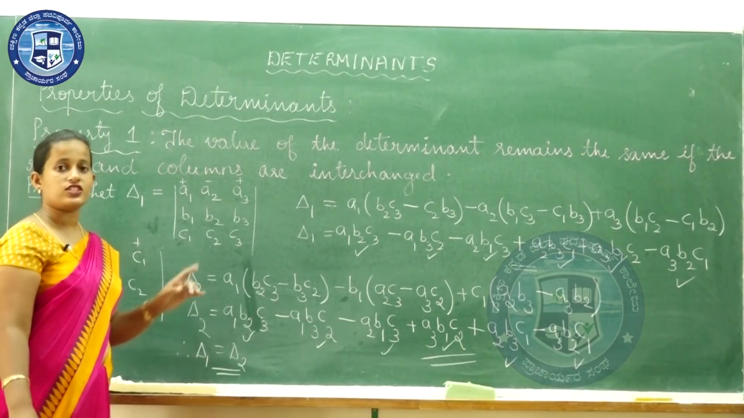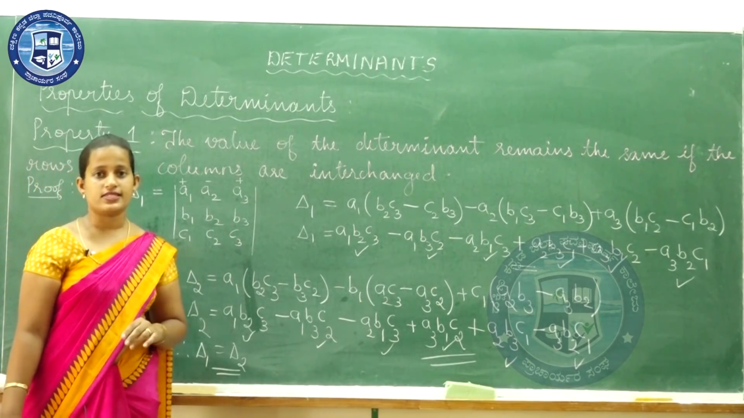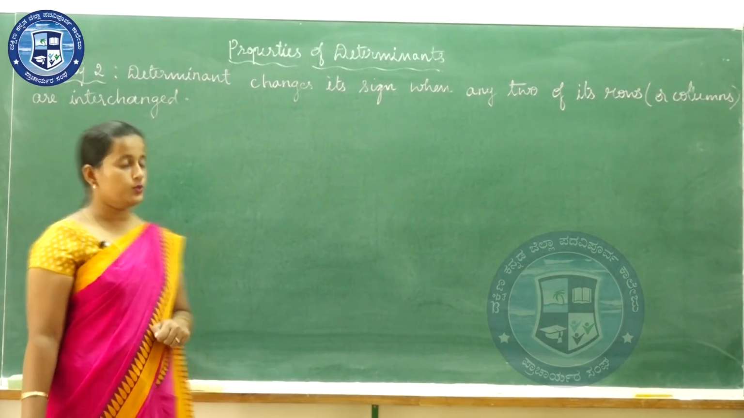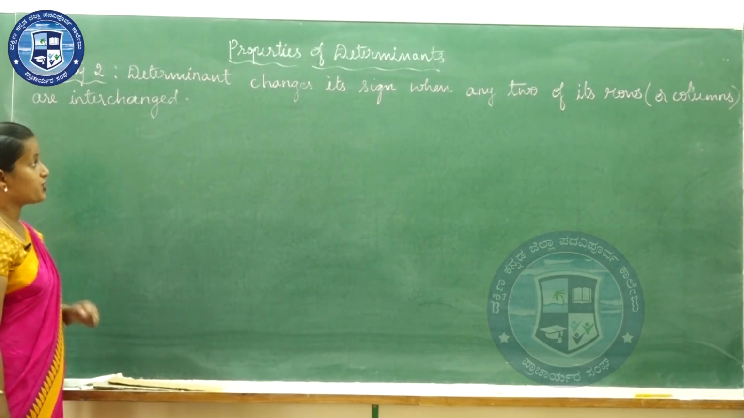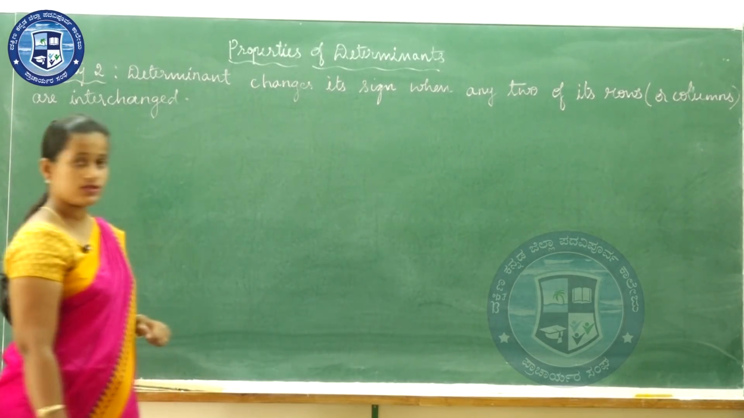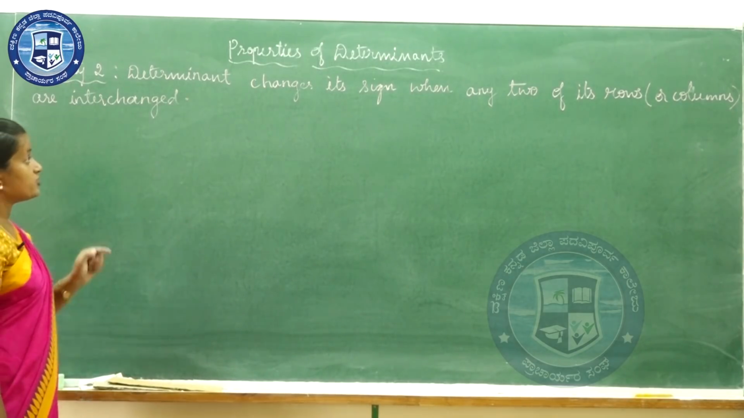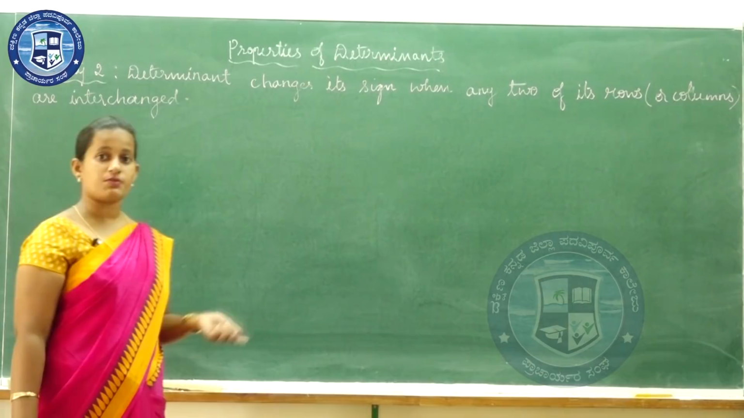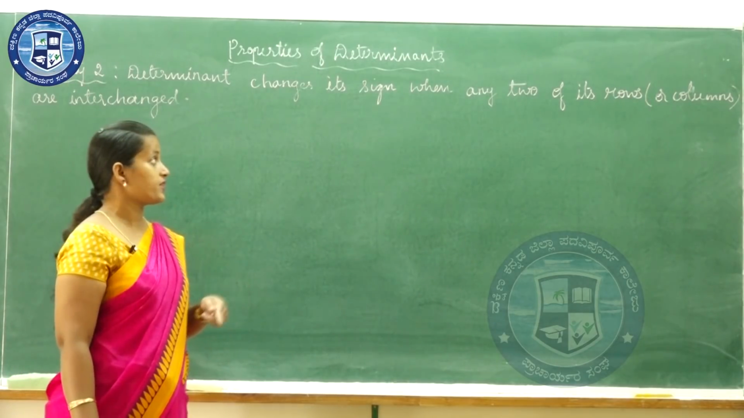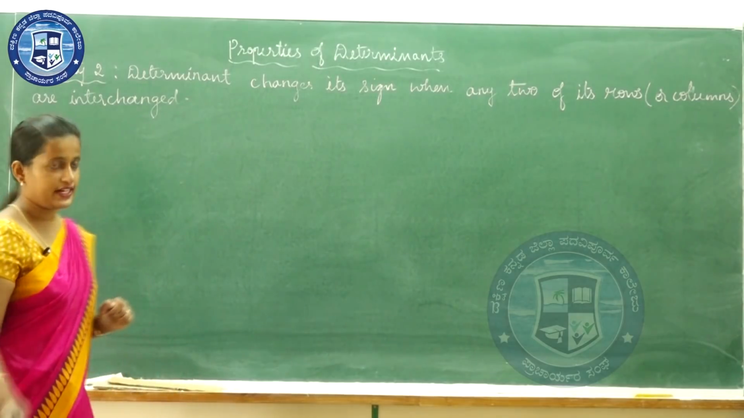So if you interchange the rows and columns and find out the determinant, the determinants will be the same. Property 2: determinant changes its sign when any two of its rows or columns are interchanged. So the determinant changes its sign. If it is plus, it becomes minus. If it is minus, it becomes plus. But when? When any two of its rows or columns are interchanged.